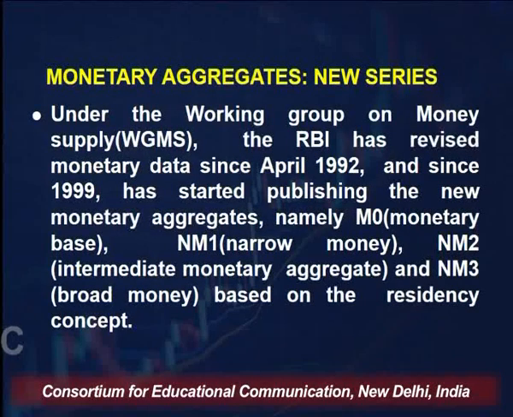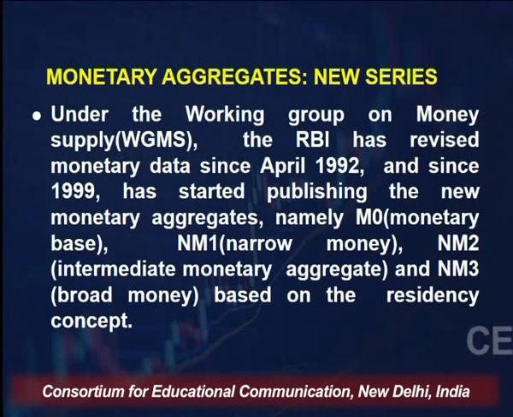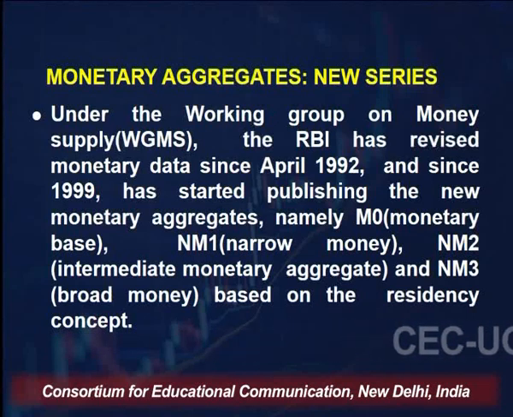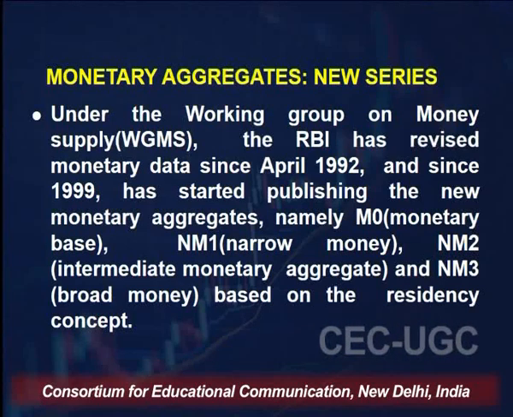Now, if we talk about monetary aggregates, that is the new series. Under the working group on money supply, the RBI revised monetary data since 1992, and in 1999 started publishing the new monetary aggregates, namely M1, M2, M3, etc., based on the residency concept. The new series clearly distinguishes monetary aggregates and liquidity aggregates, with a broader concept of money supply.